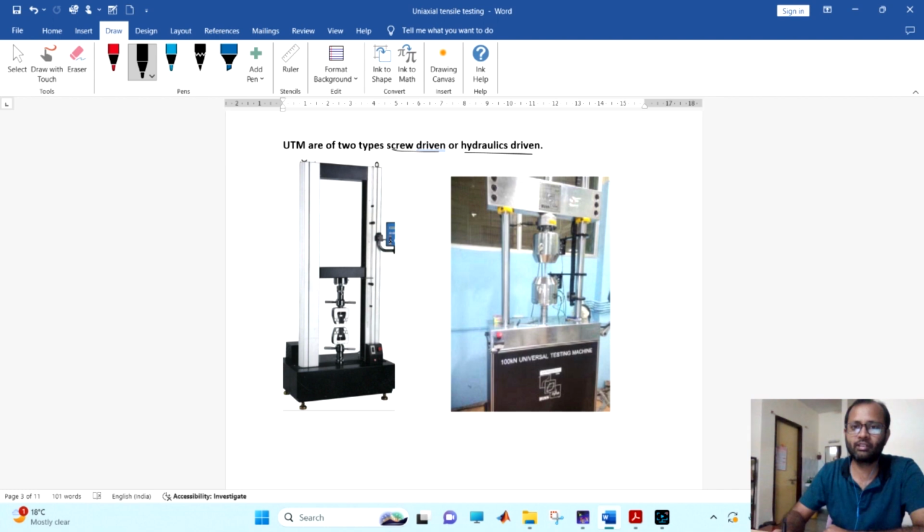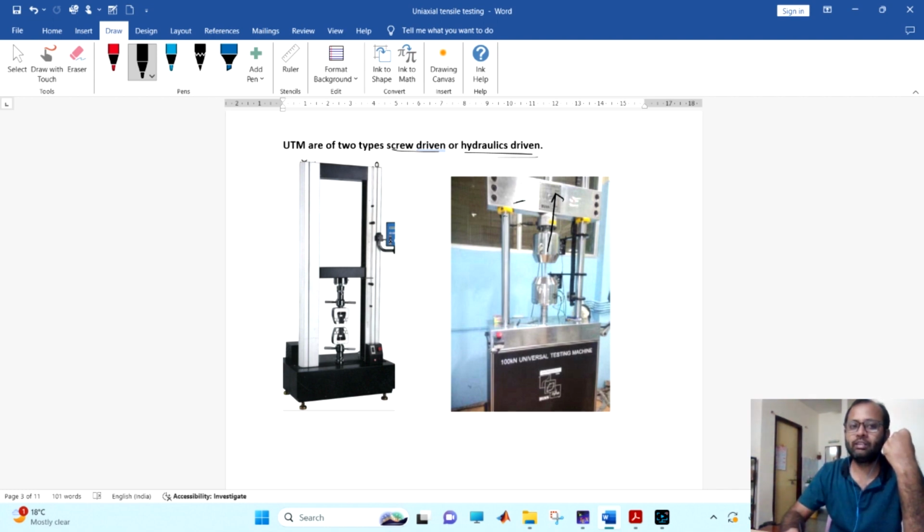Okay, this is a BIS company UTM. It is the hydraulic driven one. Either one of the jaws is fixed and the other one will move. While moving upward, when we are providing the hydraulic force, it may have some play between the crosshead and the movements. Similarly, here this is the screw driven UTM.